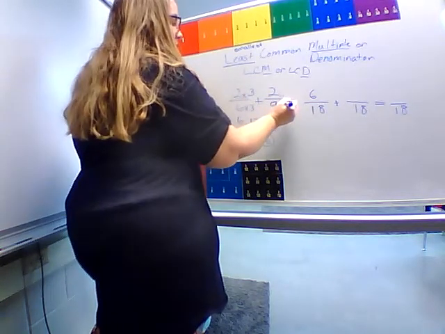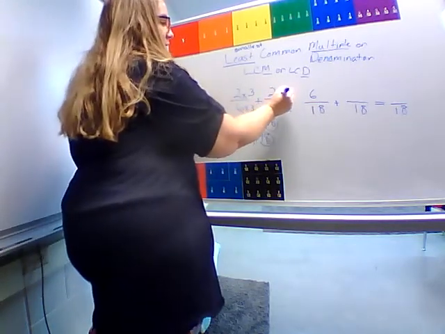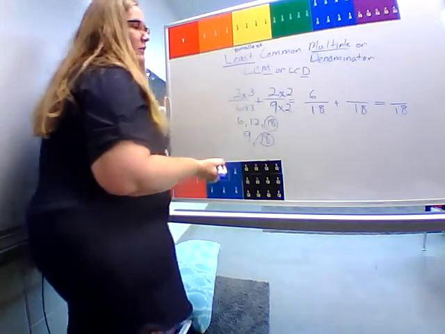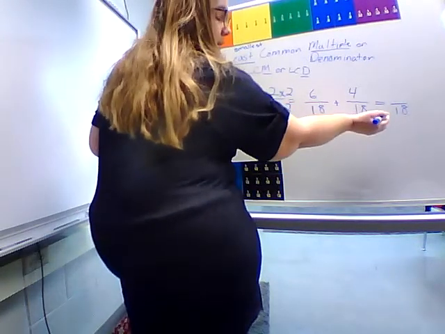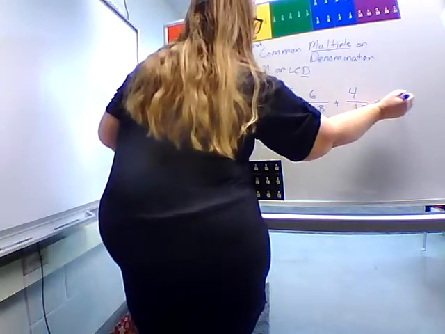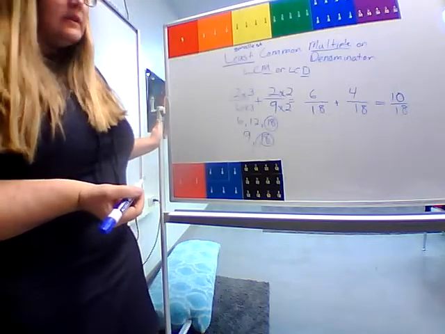And then I'm going to look at my 9. 9 times 2 equals 18. So I'm going to do the same to my numerator up here. 2 times 2 equals 4. I'm going to keep my denominator the same, and I'm going to add the numbers on the top. So there I end with 10/18.